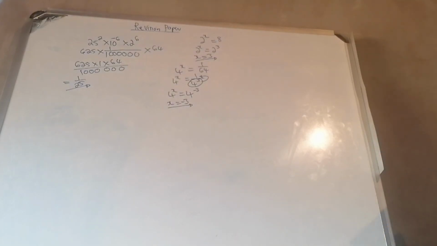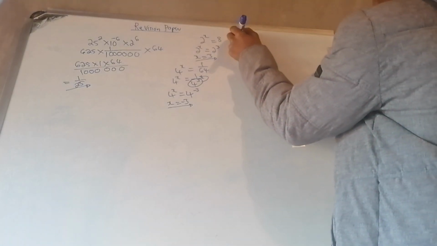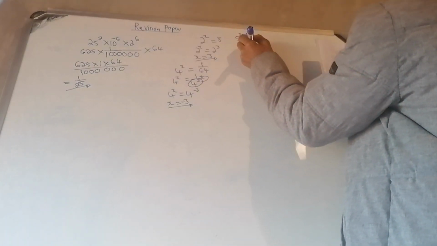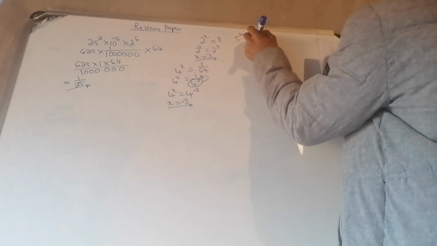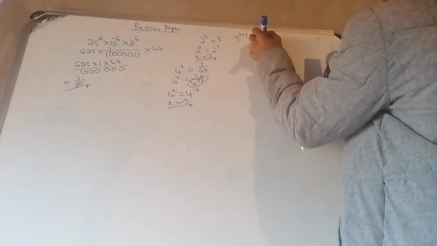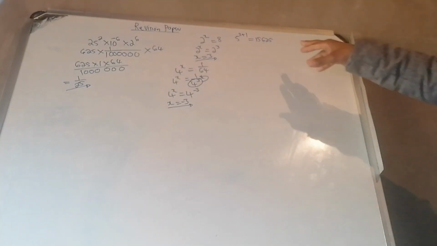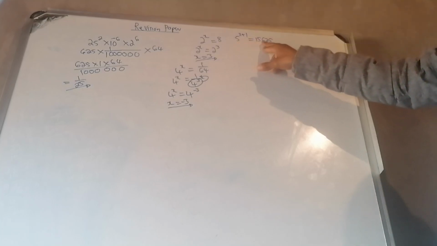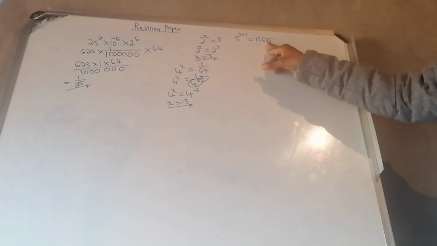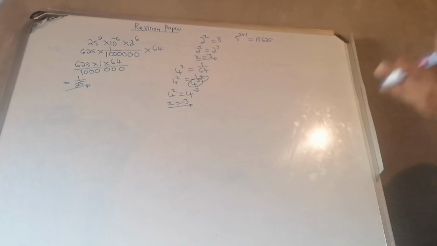Just solve for x. The other one is 5 exponent x plus 1 equals 15,625. So we write 15,625 with base 5. We need to find what 15,625 is as an exponent with base 5.